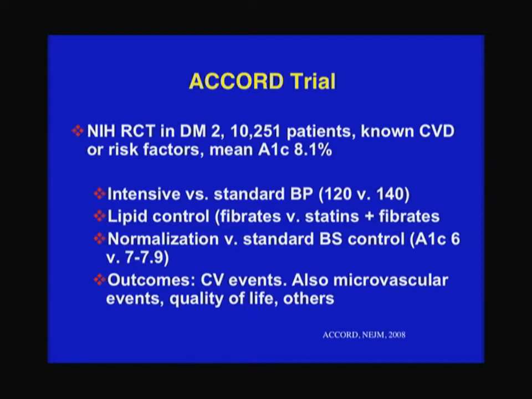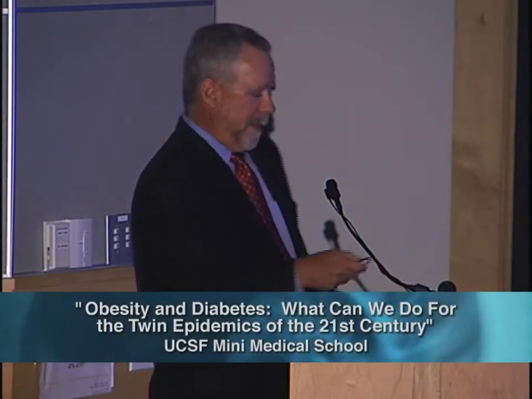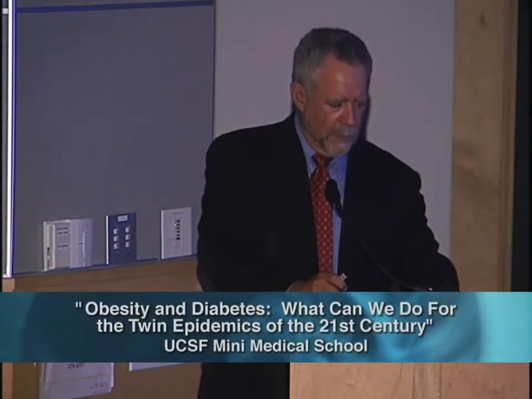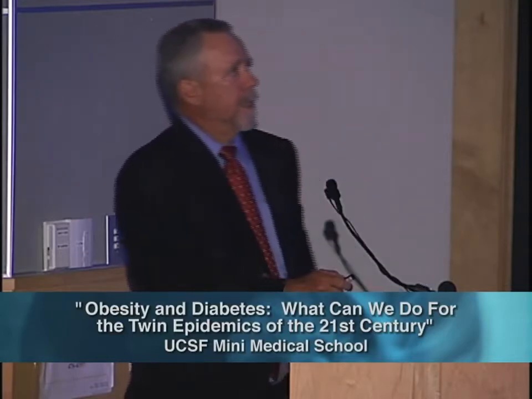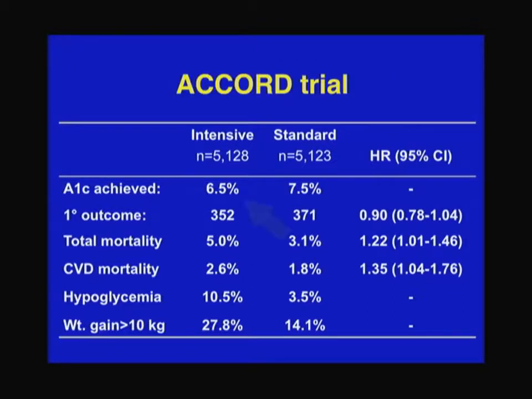But the arm we're going to talk about today was to compare tight control, a hemoglobin A1C of less than 6, with between 7 and 8. And everyone thought that 6 was going to be better, and you know where I'm going. Not only was 6 not better, but 6 was worse. So they were able to achieve this difference, but there was no difference in the primary events.